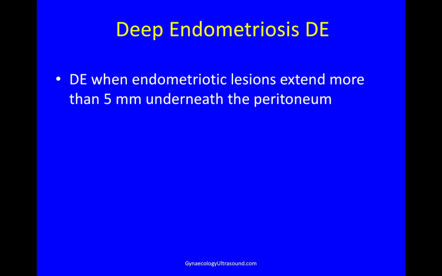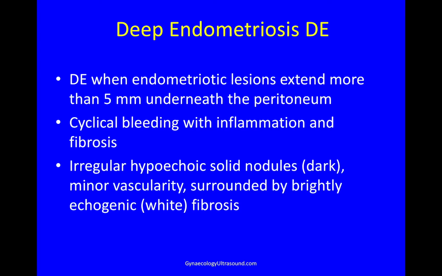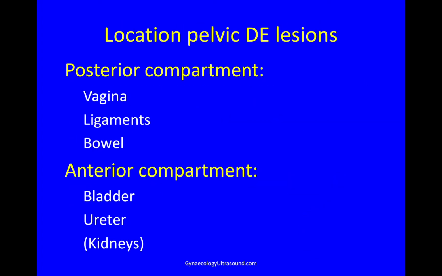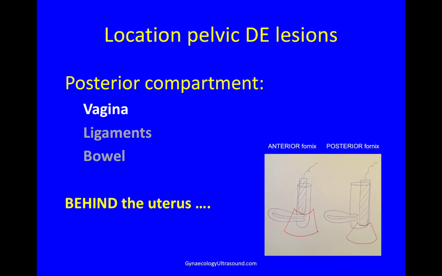Deep endometriosis is when the lesion extends for more than 5 millimeters underneath the peritoneum. You then get cyclical bleeding, which results in inflammation and fibrosis. You end up with these little dark hypoechoic nodules that are surrounded by bright white fibrosis. That's what we're looking for. We can find those in the posterior and the anterior compartment. And so if we're looking in the posterior compartment first, look behind the uterus.